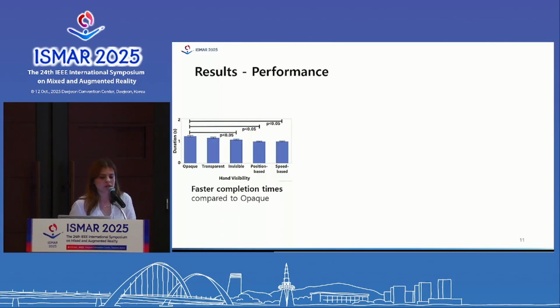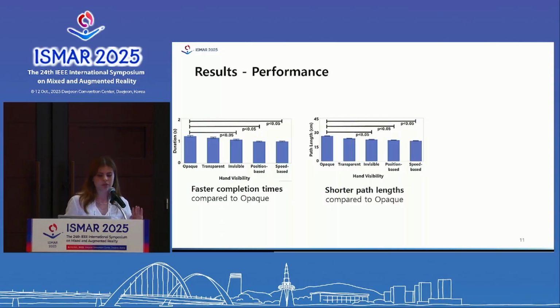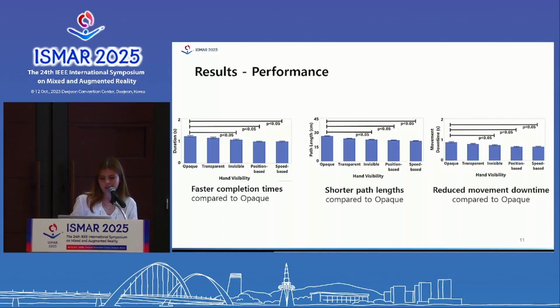Our performance results show that invisible, position-based, and speed-based hand visibilities resulted in faster completion time compared to opaque, and three of them resulted in shorter path lengths, which shows efficient movement. And lastly, those three hand visibilities, including invisible and the adaptive hand visibilities that we propose, reduced the movement downtime compared to opaque. Movement downtime refers to participants making fewer corrective movements during the whole interaction.